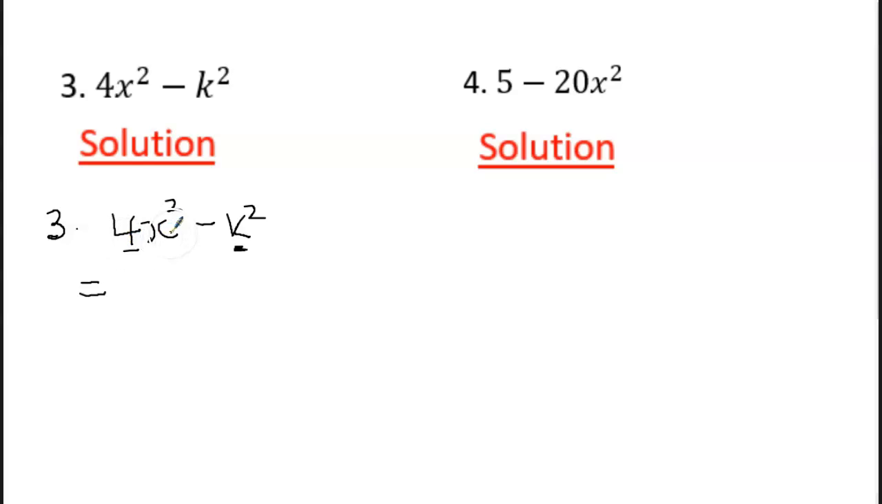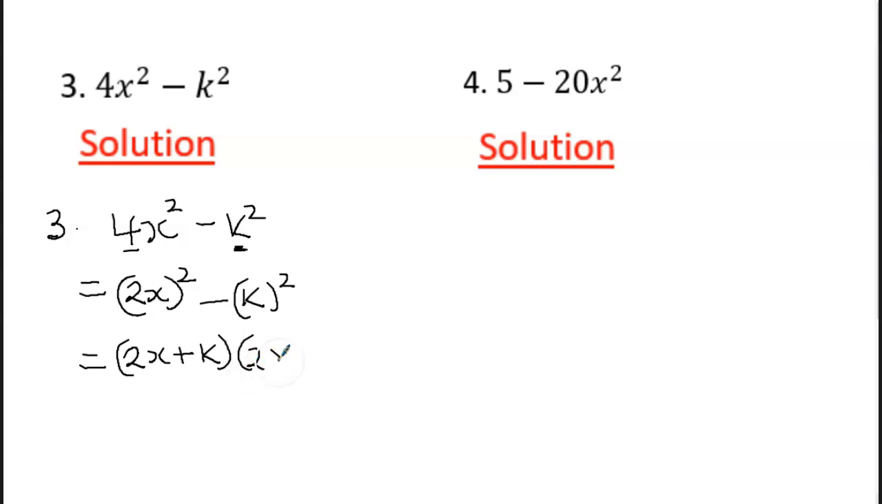So we can rewrite this one as 2x all to the power 2. When you expand it, 2 squared will give you 4, and x will be x squared. And then we write k squared as k all squared. So which is equal to 2x, you pick 1, then you pick k, plus k in one bracket, and then 2x minus k in the other. Very simple one.